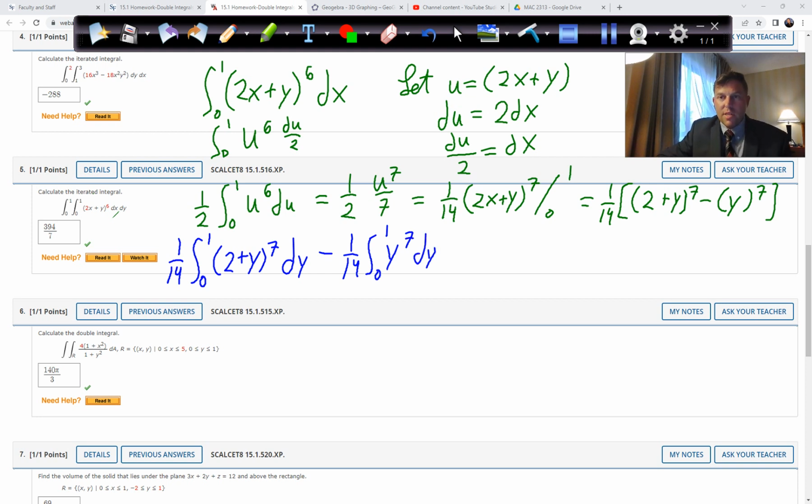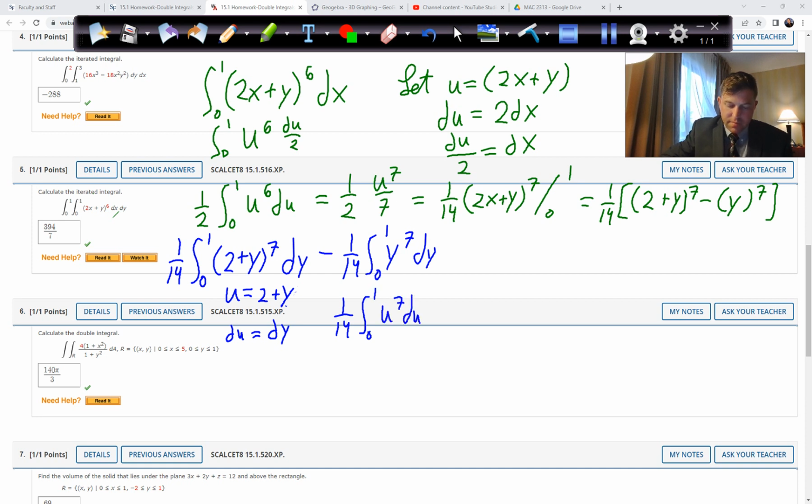The reason I'm going to do that is because I have to use u substitution again. So now we have to say let u equal 2 plus 7, and therefore du equals, not 7, it should be y. I wrote 7. U is 2 plus y. Du is just dy. So this first term would become 1 over 14 antiderivative 0 to 1 of u to the 7th du.